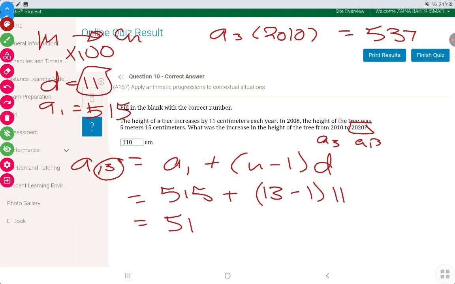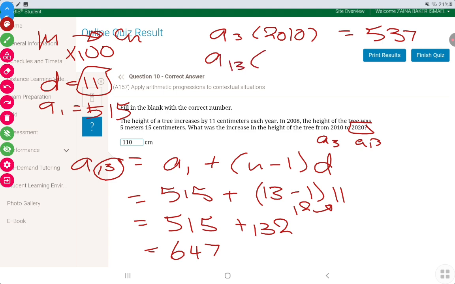So 515 plus 13 minus 1 is 12. So 515 plus 12 times 11 is 132. 132 plus 515 is 647. That is not your final answer. Now we know A13, which is 2020. The height in 2020 is 647 centimeters.